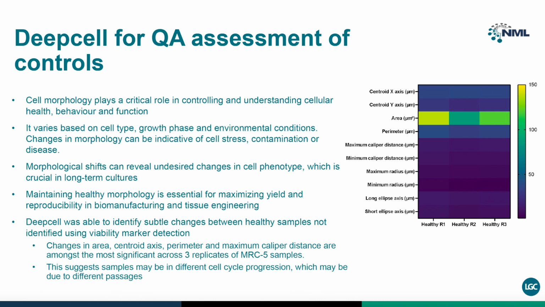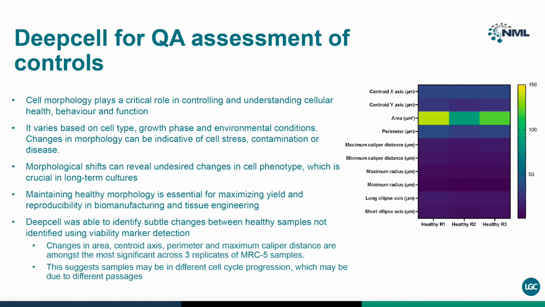So as I mentioned, cell morphology plays a critical role in controlling and understanding cellular health, behavior, and function. And it can actually vary based on cell type, growth phase, and environmental conditions. And changes within these morphology can indicate cell stress, contamination, or disease. And morphological shifts can actually reveal undesired changes in cell phenotype, which is crucial in long-term cultures, for example. So maintaining the healthy morphology is essential for maximizing yield and reproducibility in biomanufacturing and tissue engineering.